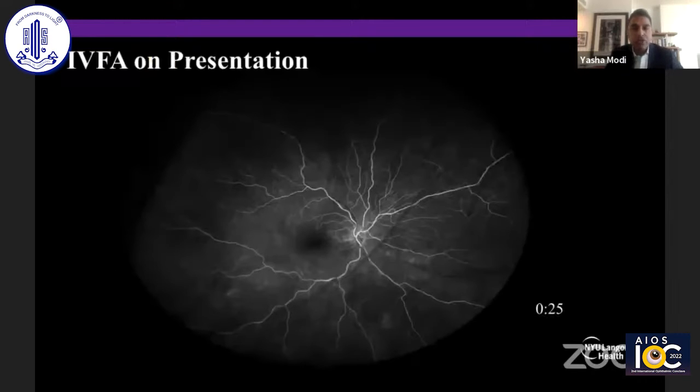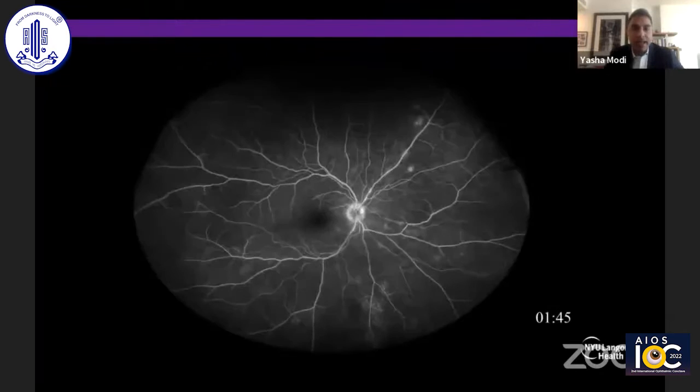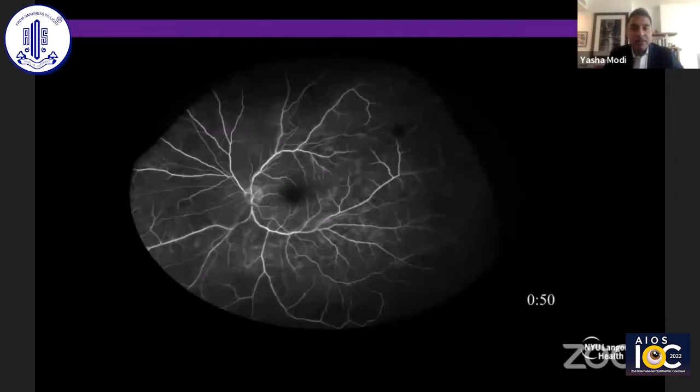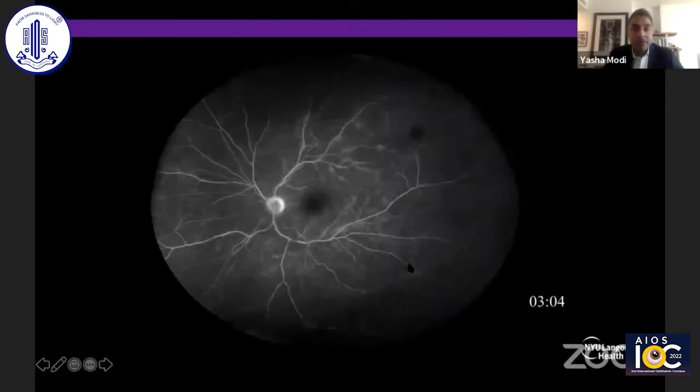So this is her FA on presentation. This is the right eye. And as we move on, we can see some mild disc leakage and then some focal areas of fluorescence in the periphery corresponding to staining as well as leakage. And in the left eye, about 45 seconds in, we start to see this sort of perivenular pattern of leakage, as well as some disc leakage. But notably, there's an absence of leakage or pooling in the macula where we saw that splitting of the IZ and the RPE.